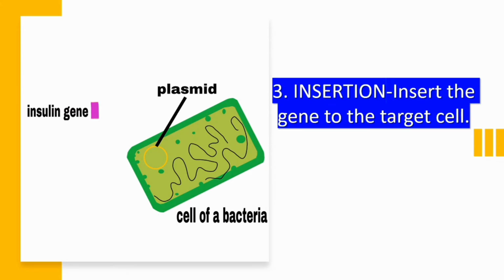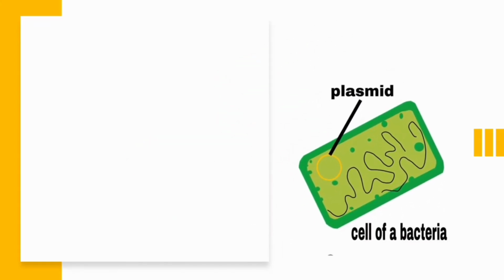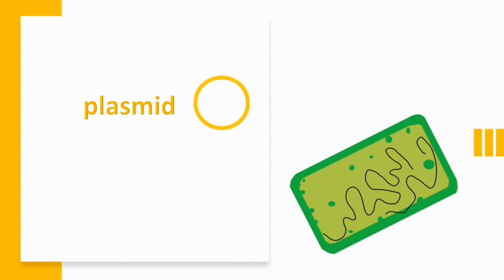The third step is insertion. Insert the gene into the target cell. A bacterial cell, which has a plasmid, acts as the target cell. The plasmid is temporarily removed from the cell. The enzyme restriction endonuclease is used to cut the plasmid.